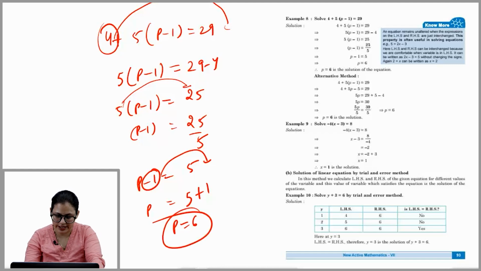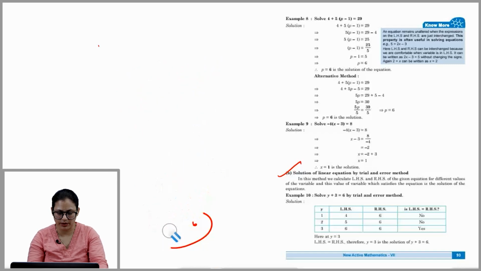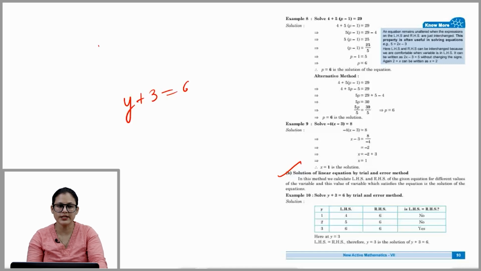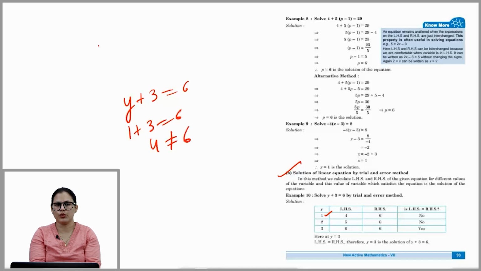Next, B, solution of linear equation by trial and error method. In this method, we calculate LHS and RHS of the given equation for different values of the variable, and the value of the variable which satisfies the equation is the solution of the equation. Okay. So here the equation is y plus 3 is equal to 6. First we will take the value of y as 1. 1 plus 3 is 4, and 6, both sides are not equal. So the answer is no.